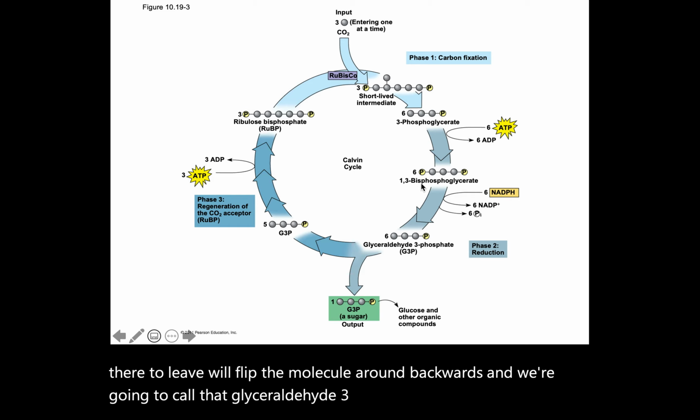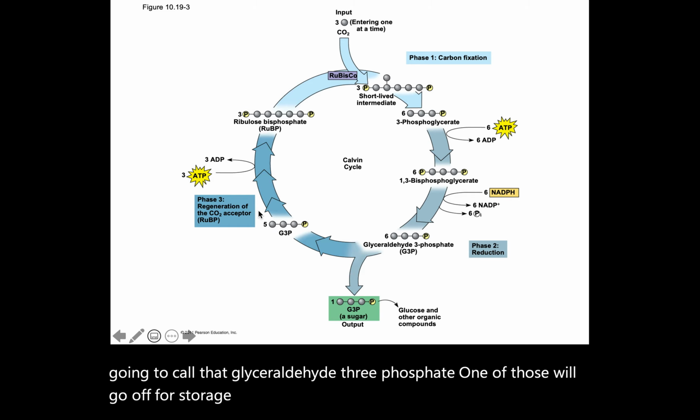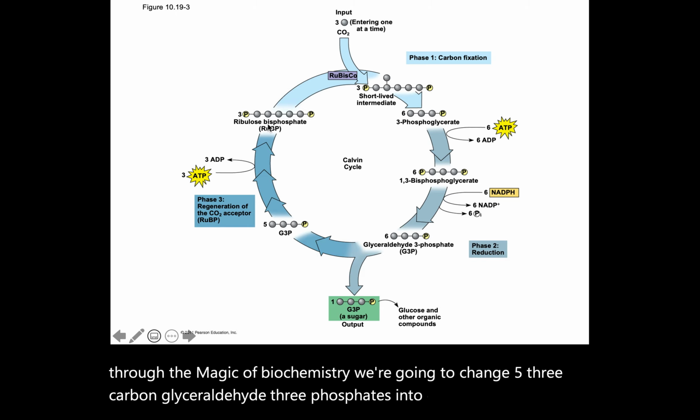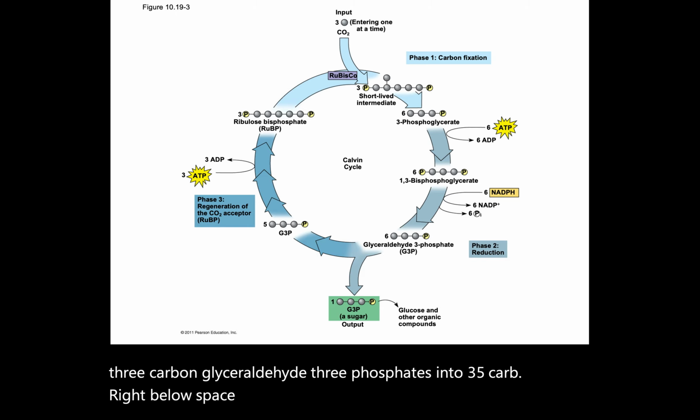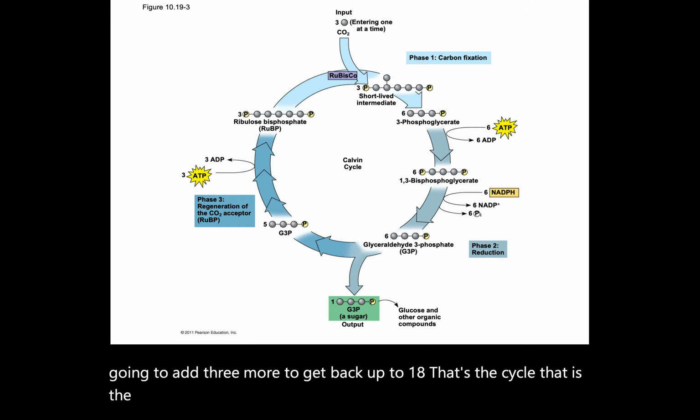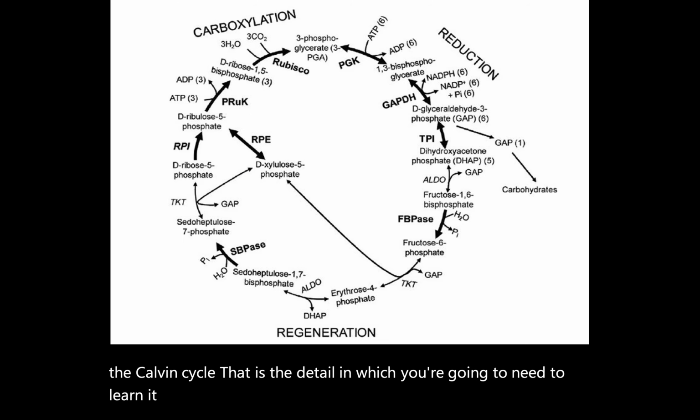One of those will go off for storage. The other 5 are going to go around, and through the magic of biochemistry, we're going to change 5 3-carbon glyceraldehyde 3-phosphates into 3 5-carbon ribulose bisphosphates. It's still 15 carbons, and we're still going to add 3 more to get back up to 18. That's the cycle. That is the Calvin cycle. That is the detail in which you're going to need to learn it for my test.